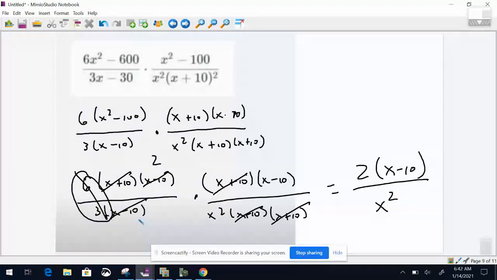Again, just because this is an x minus 10, you have to have a pair for a pair. So I can't cancel this x minus 10 with this one as well because I chose to cancel it with this one. You have to cancel one at a time. They have to come in pairs.